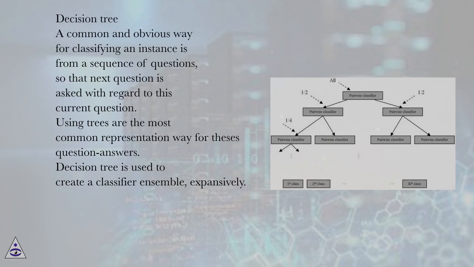Decision tree. A common and obvious way for classifying an instance is from a sequence of questions, so that the next question is asked with regard to the current question. Using trees is the most common way of representing these question answers. Decision trees are used extensively to create classifier ensembles.